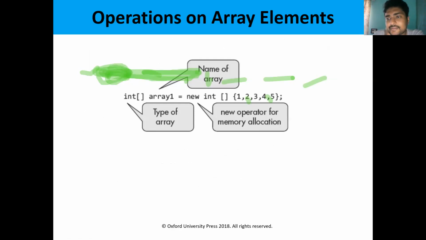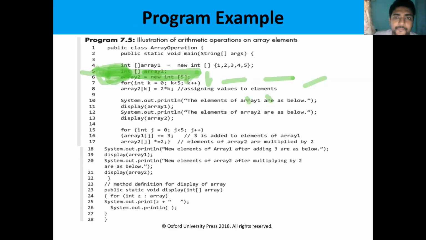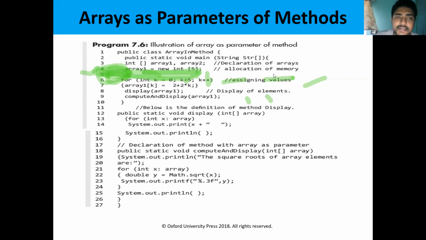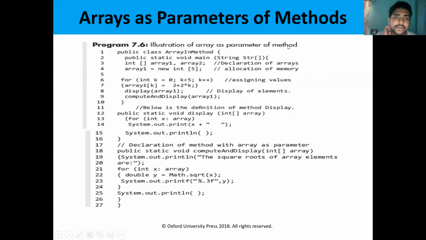Operations on arrays: any addition, subtraction, all the operations are allowed on arrays. We can pass arrays to methods. In general, we can pass the parameters as elements, int a, int b, int c. But we can pass the array itself. So this is array1, and this is how you can pass it as a parameter.